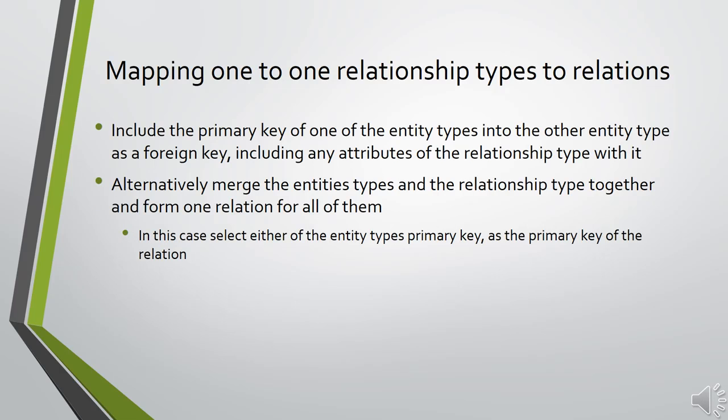Mapping one-to-one relationship types to relations is still easier. The steps are: we include the primary key of one of the entity types into the other entity type as a foreign key. We also include any attributes of the relationship type with it. Essentially, the one-to-one relationship type is merged with one of the two entity types. Alternatively, we can merge the entity types and the relationship type together, and form one relation for all of them. In this case, we select one of the entity types to provide its primary key as the primary key of the relation. Either selection is equally valid.